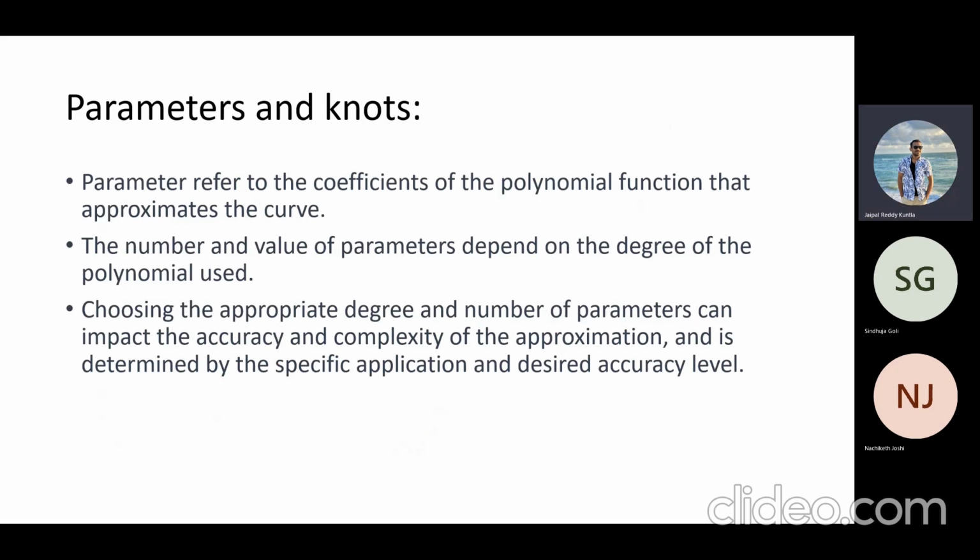What are parameters and knots? Parameters refer to the coefficients of the polynomial function that approximates the curve. The number and the value of parameters depend on the degree of the polynomial used. Using the appropriate degree and number of parameters can impact the accuracy and complexity of the approximation, and is determined by the specific application and desired accuracy level.